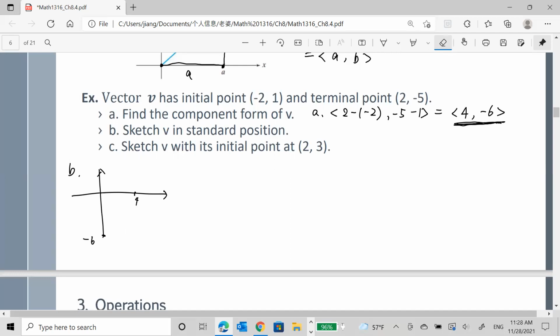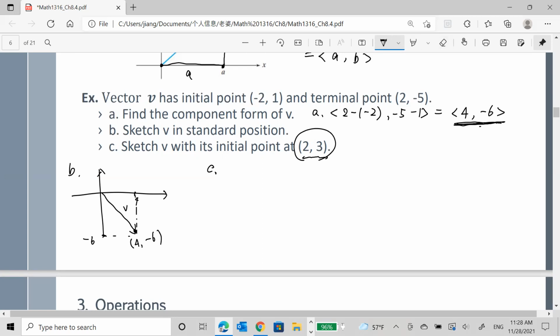Fix it. Too long. For example, the point is here. So this is a vector v, starting from 0, 0 to 4, -6. And part C: sketch v with its initial point at 2, 3. So that means the initial point is not 0. Based on this point, we add the vector v, and then find the end point.